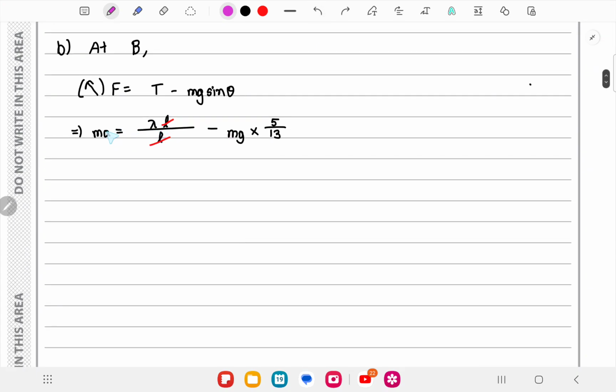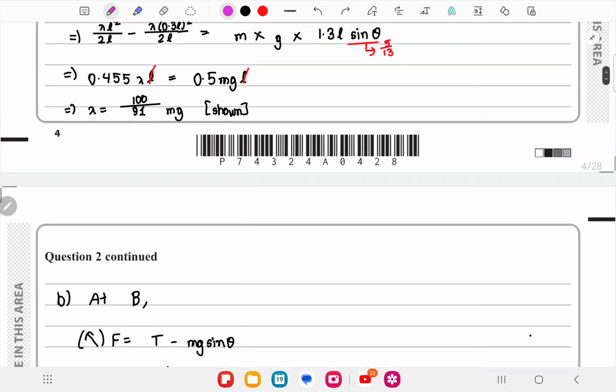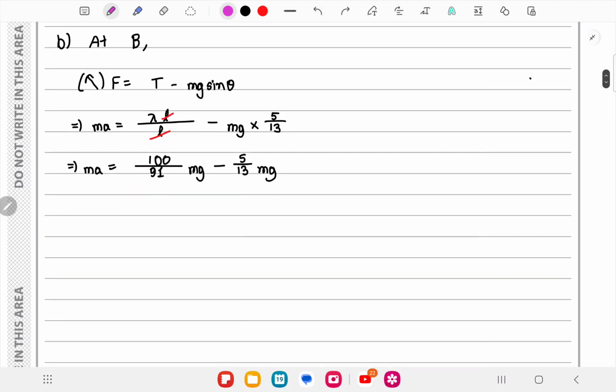So we'll get MA equals lambda times L divided by L minus mg into 5 by 13, the value of sine theta. In the next line we can just write MA equals, this is the modulus, this is lambda, we just place this. We can cancel the masses from here. We'll get acceleration equals 5 by 7 g, and that's the answer.